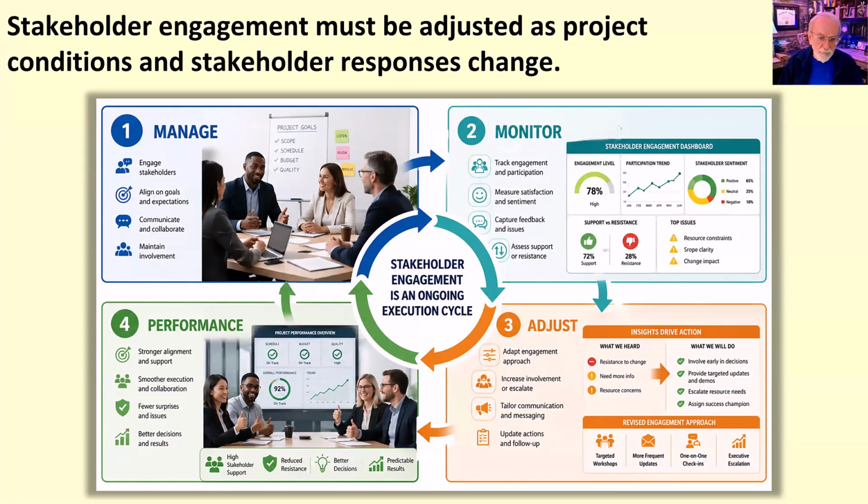When engagement's not working, the project manager may need to adjust the approach. That might mean changing the frequency of communication, involving a stakeholder earlier, escalating an unresolved issue, or providing more support to a group affected by the project. The performance connection here is important. Poor stakeholder engagement can lead to missed expectations, late decisions, resistance, rework, and loss of support. Strong engagement helps the project manager identify concerns earlier and maintain alignment as the project moves forward.